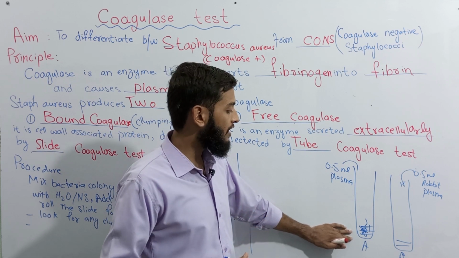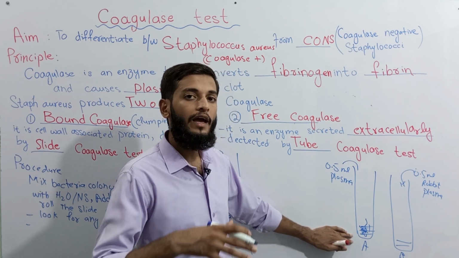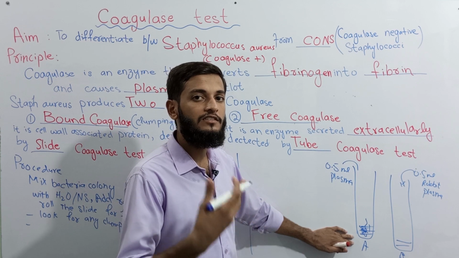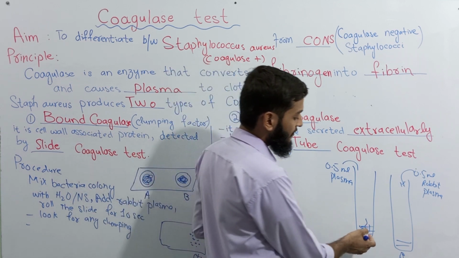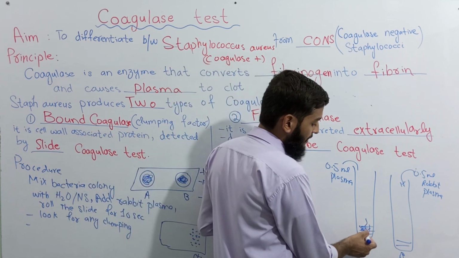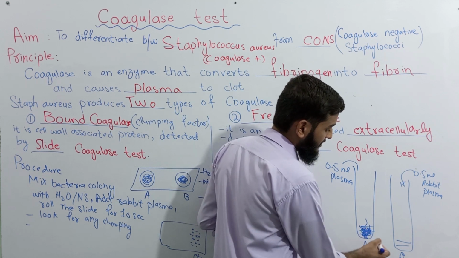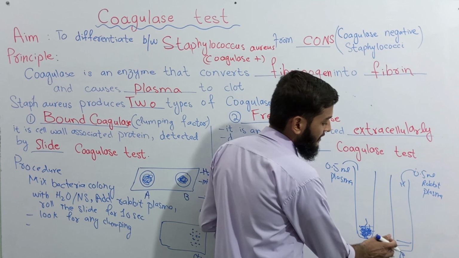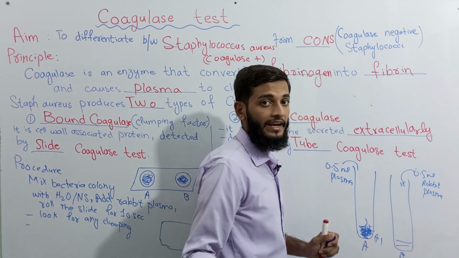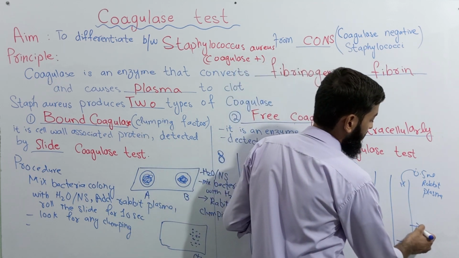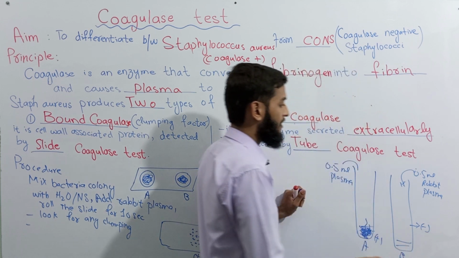After 24 hours, if we see any kind of clumps, then the test is declared as positive. For example, if in this tube clumps are visible, we will declare this test as positive, whereas in this tube we didn't add any culture, so this tube is negative and shows no clumping.